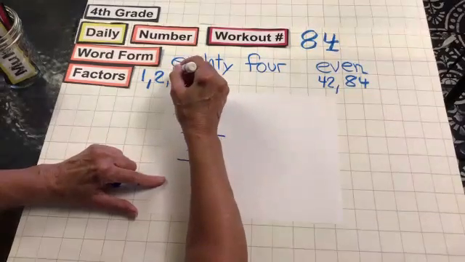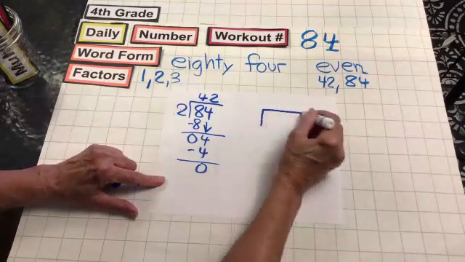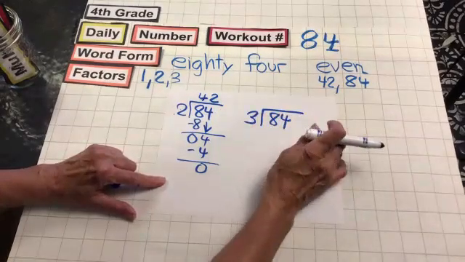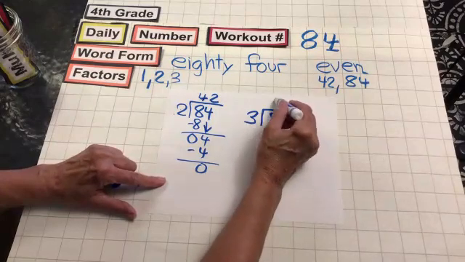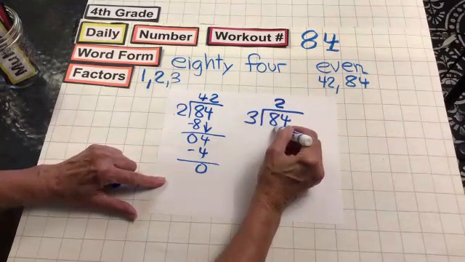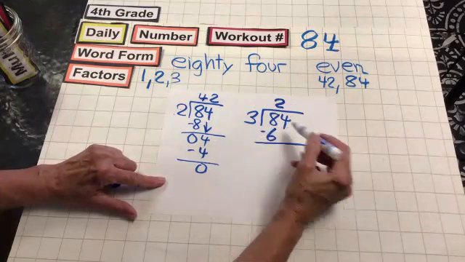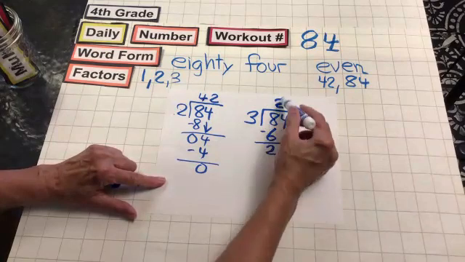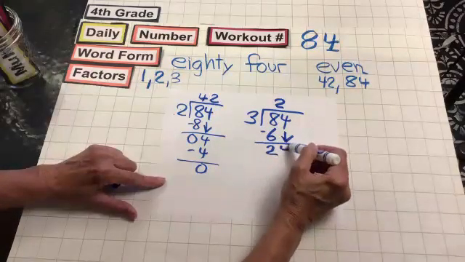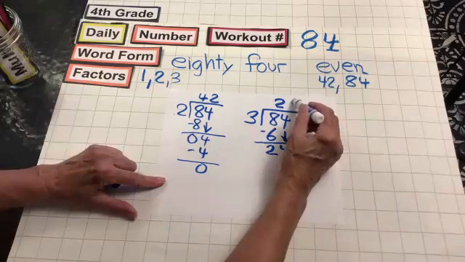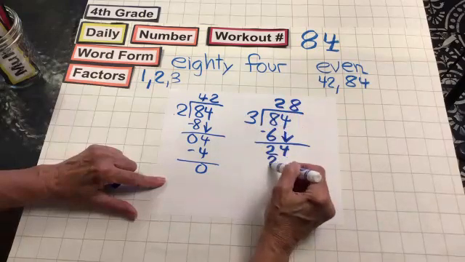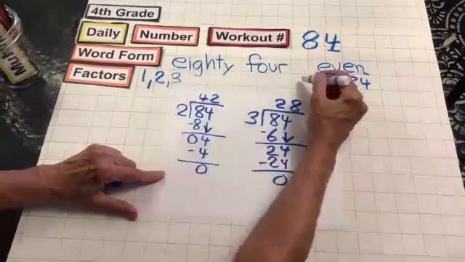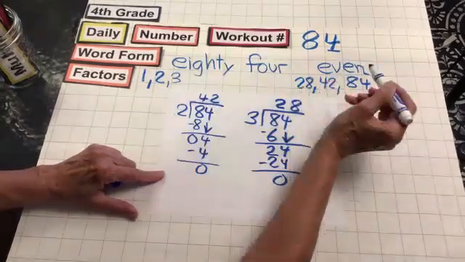Does 3 go in? It sure does. So let's see how many times. So put your number in the box and write a 3 outside. So 3 goes into 8 2 times because 2 times 3 is 6. We subtract that out. 8 minus 6 is 2. 3 doesn't go into 2, so that column's done. Let's bring down the 4. 3 goes into 24 8 times because 8 times 3 is 24, and there's 0 left over. So 3 goes into 84 28 times.